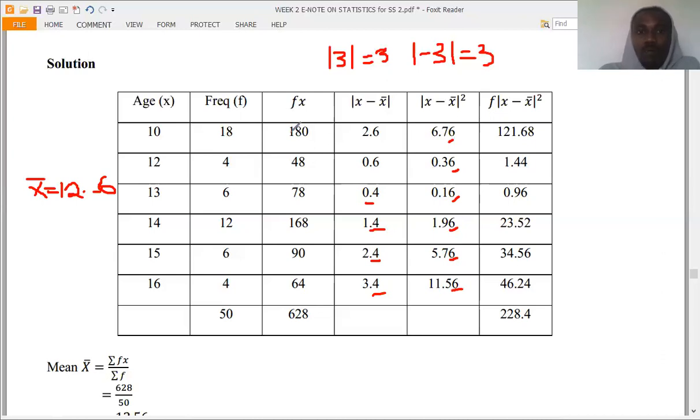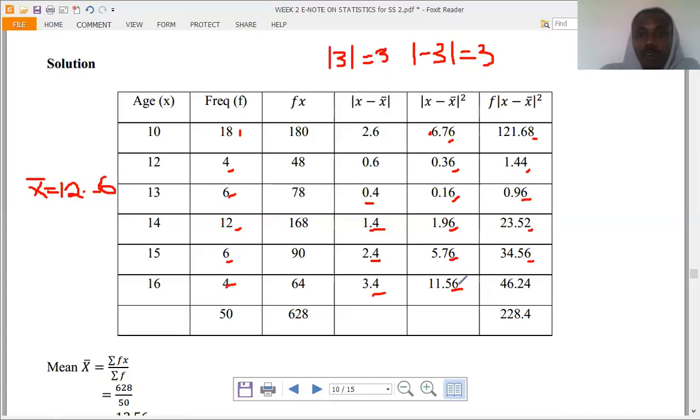Then we take the product of the frequencies and the squared absolute deviation. 18 times 6.76 is 121.68. 4 times 0.36 is 1.44. 6 times 0.16 is 0.96. 12 times 1.96 is 23.52. 6 times 5.76 is 34.56. 4 times 11.56 is 46.24.